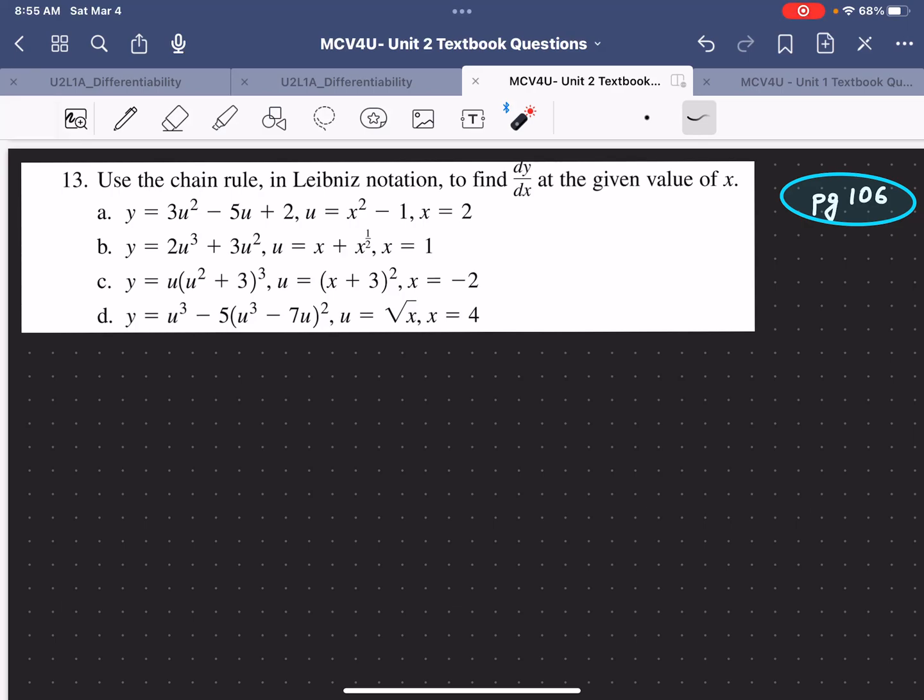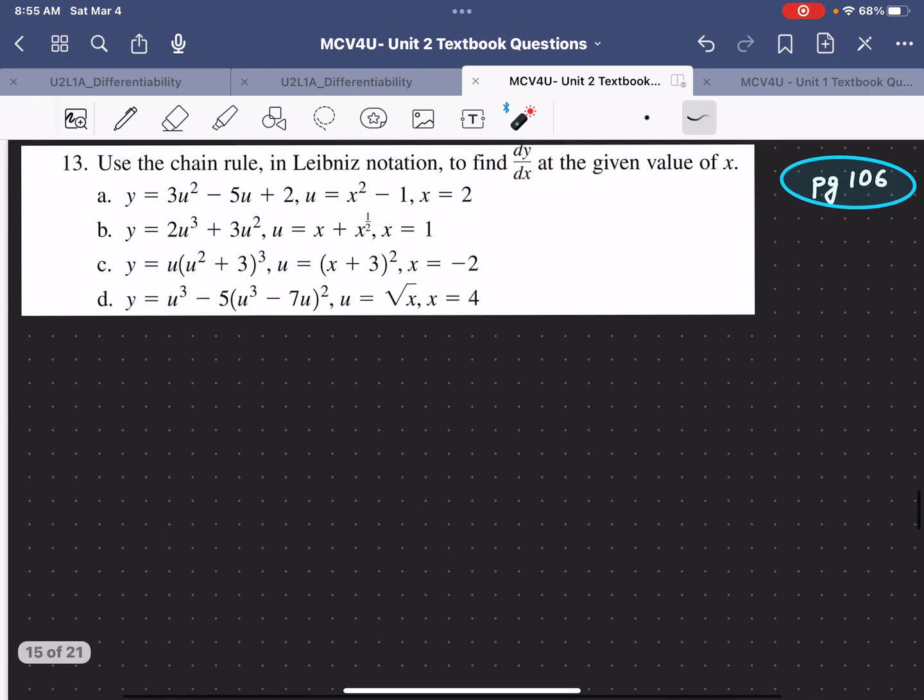We'll take a look at some homework questions from page 106, number 13. As you can see in all these questions, we have to use the chain rule in Leibniz notation to find dy/dx at the given value of x. So as you can see here, we are given the equations of y in terms of u, and then the equation of u in terms of x, and we need to determine dy/dx at the indicated x values.